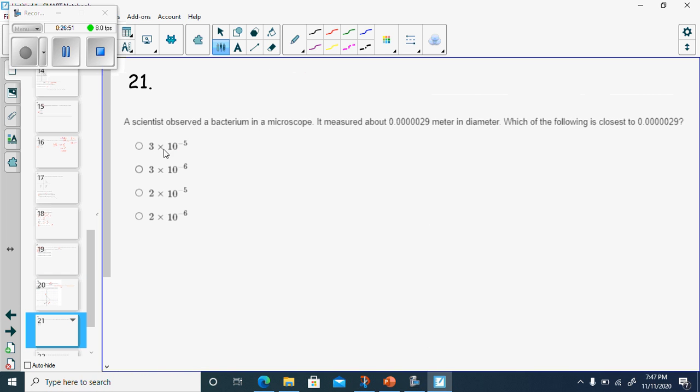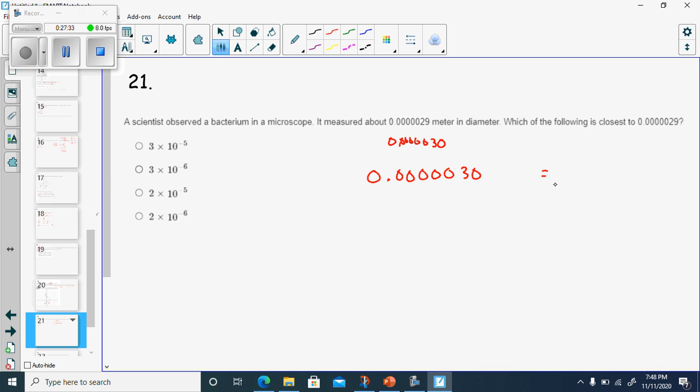Let's look at number 21. A scientist observed a bacterium in a microscope. Here's what it measured. Which of the following is closest to that? Well, let's look at this, guys. 29. Isn't that close to 30? And let's replace this 29 with 30 because it would round to 30, wouldn't it? Let's move our decimals. Let's make sure we can see these. 1, 2, 3, 4, 5.